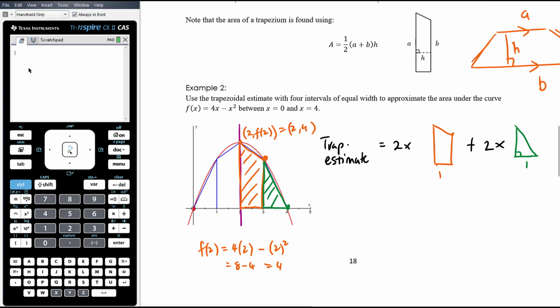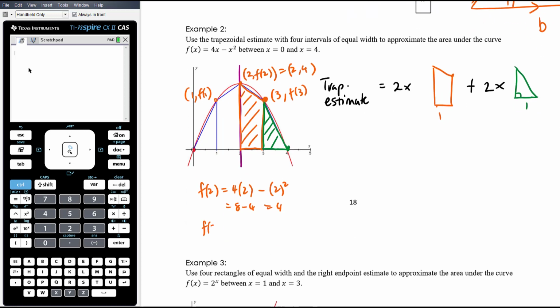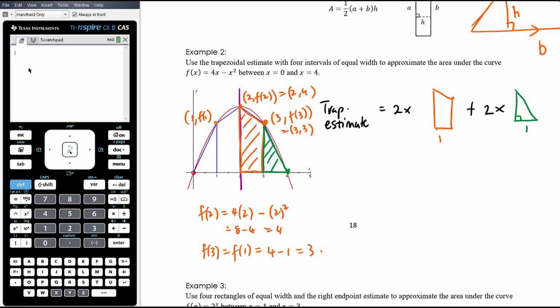Okay, and this point here is at 3, f of 3, which is the same as f of 1. f of 1 equals f of 3, and 1's easier to substitute in. It's 4 minus 1, so that's 3. So this is the point 3, 3. Therefore this height here is 4, and this height here is 3, and so the height of the triangle is also 3.